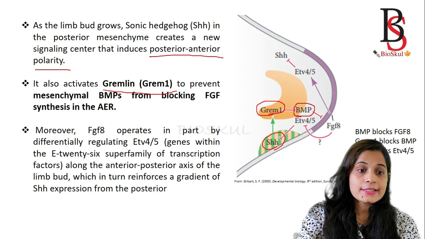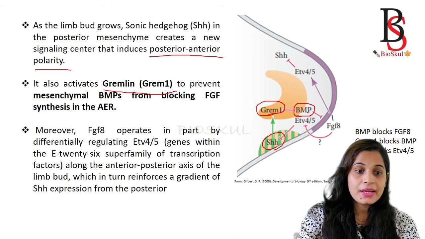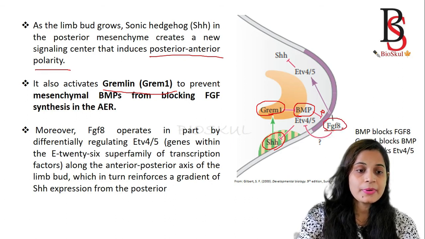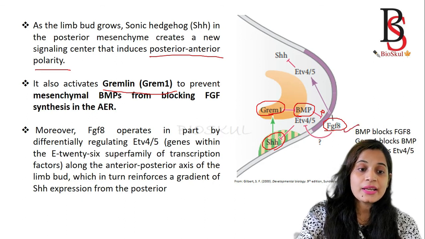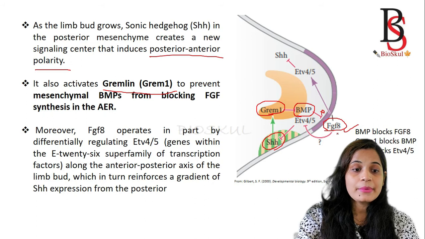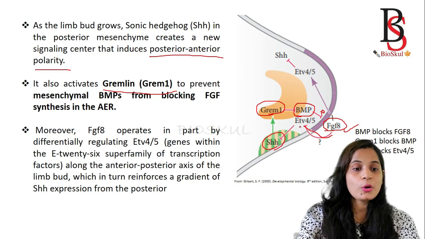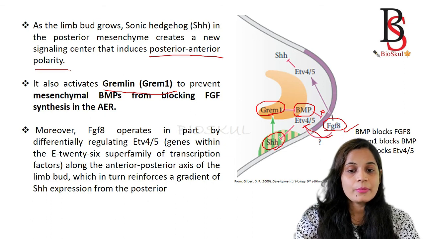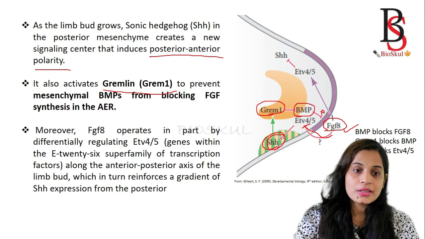Once the BMP is inhibited, then BMP cannot inhibit the FGF8. So now FGF8 is activated. Okay, FGF8 is activated. When the FGF8 is activated, then it will inhibit the ETV4/5. Okay, ETV4/5 is inhibited. If the ETV4/5 is inhibited, then it cannot inhibit the activity of the sonic hedgehog protein. Now the sonic hedgehog protein will be expressed from the posterior region.